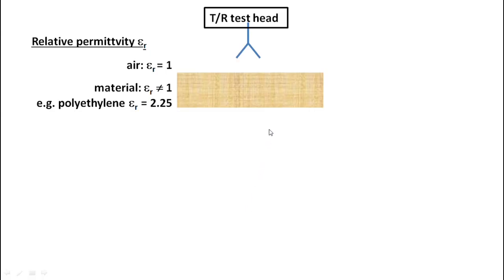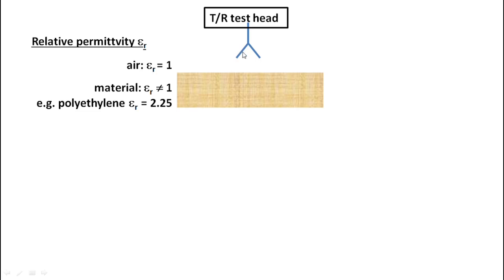Here we see the basic situation. We have the transmit-receive test head with the antenna over a plate of some material, for example polyethylene, with a relative permittivity of 2.25. The relative permittivity of air is 1, and it's abbreviated with the symbol epsilon sub r.